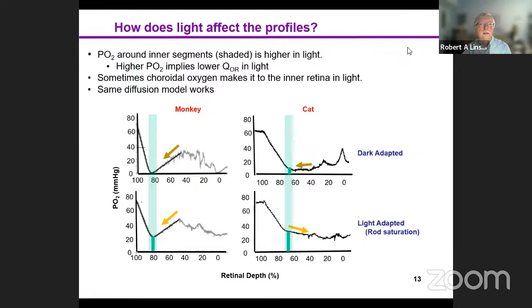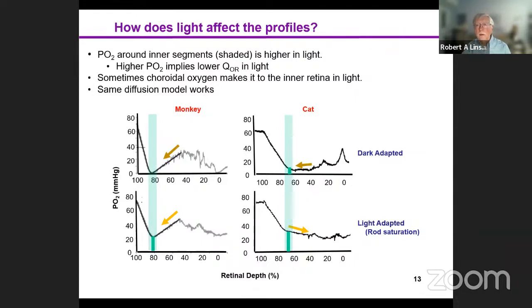So how does light affect this? Well, the PO2 around the inner segments, this layer shown in green, is higher in the light. And higher PO2 implies that less oxygen is being used. So oxygen consumption in the photoreceptors decreases during illumination. Sometimes in light, the choroid provides enough oxygen that it diffuses down this gradient that continues into the inner retina. But that's not always the case. What is always the case is that the PO2 in the inner segments increases in the light.